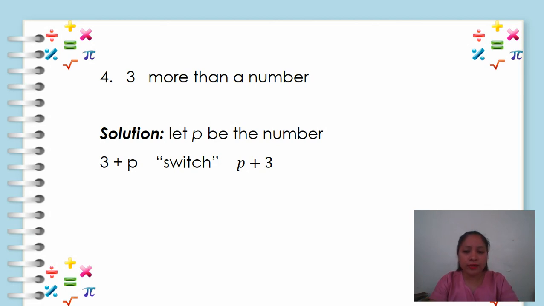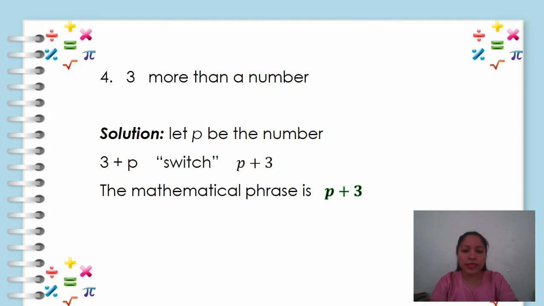But then, katulad nga nung sinabi ko kanina, ang rule natin dito sa mga word na to, more than, less than, you are going to switch the word. So, you are going to switch a number, and then 3. So, ang mangyayari, P plus 3. Okay? So, the mathematical phrase is P plus 3. So, if you are going to translate 3 more than a number, the mathematical phrase is P plus 3.